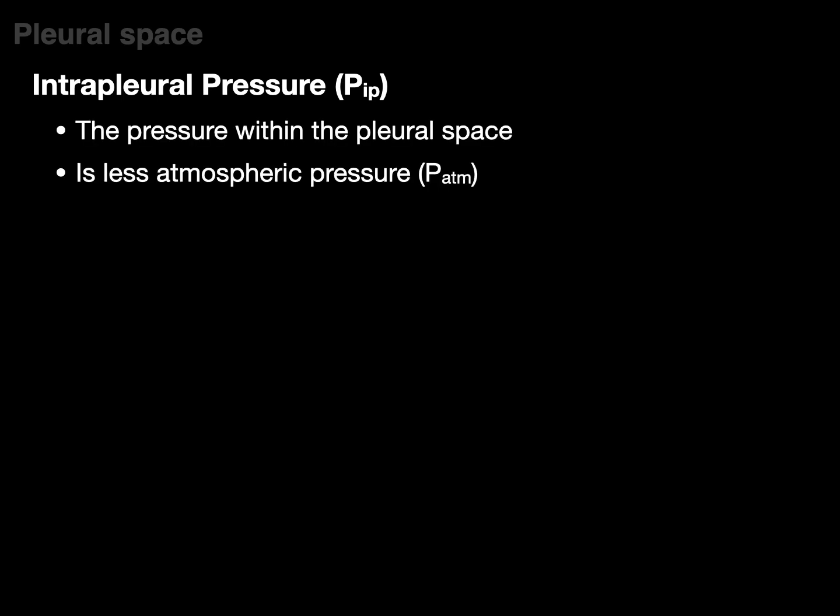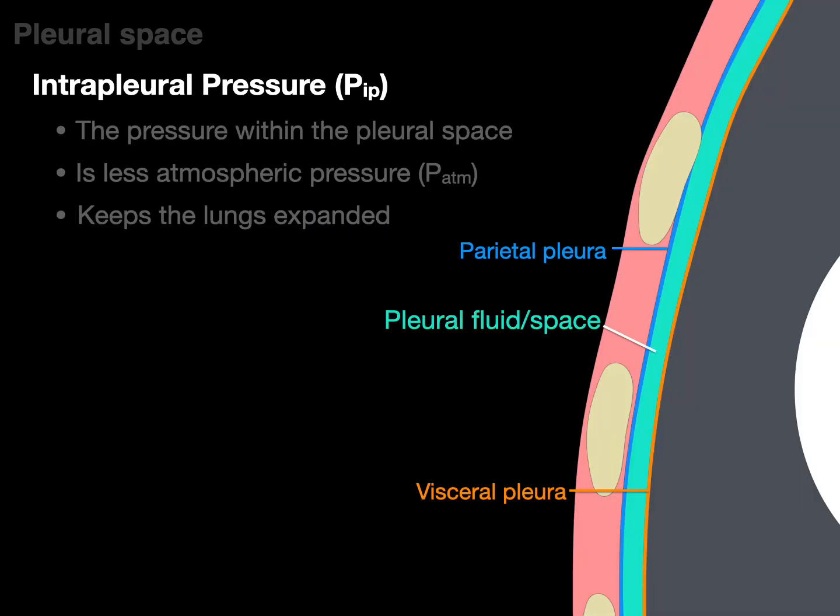In the pleural space is the intrapleural pressure, which is the pressure within the pleural space, and it is less than atmospheric pressure. This is so important because it's the subatmospheric pressure that keeps the lungs expanded. So there is the pleural space, and the intrapleural pressure is -5 centimeters of water, which is subatmospheric. It's less than the atmospheric pressure.